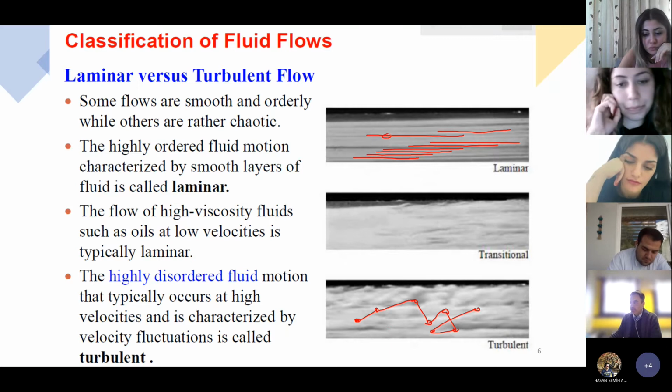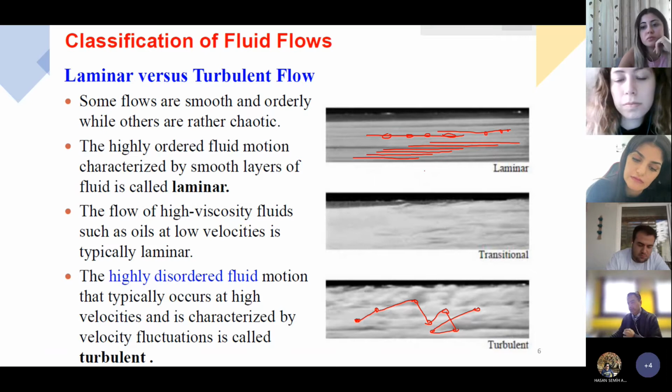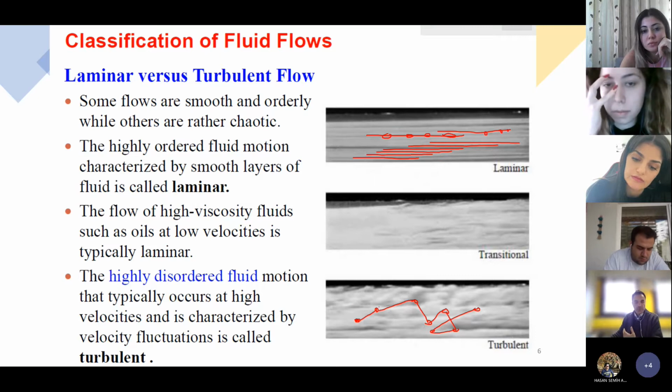In laminar flow, you see the molecule moves directly on the same layer, on the same line, which is called a path line. The line that shows the location of one water element through time. So in the case where the motion is turbulent or chaotic, we say this is turbulent flow.